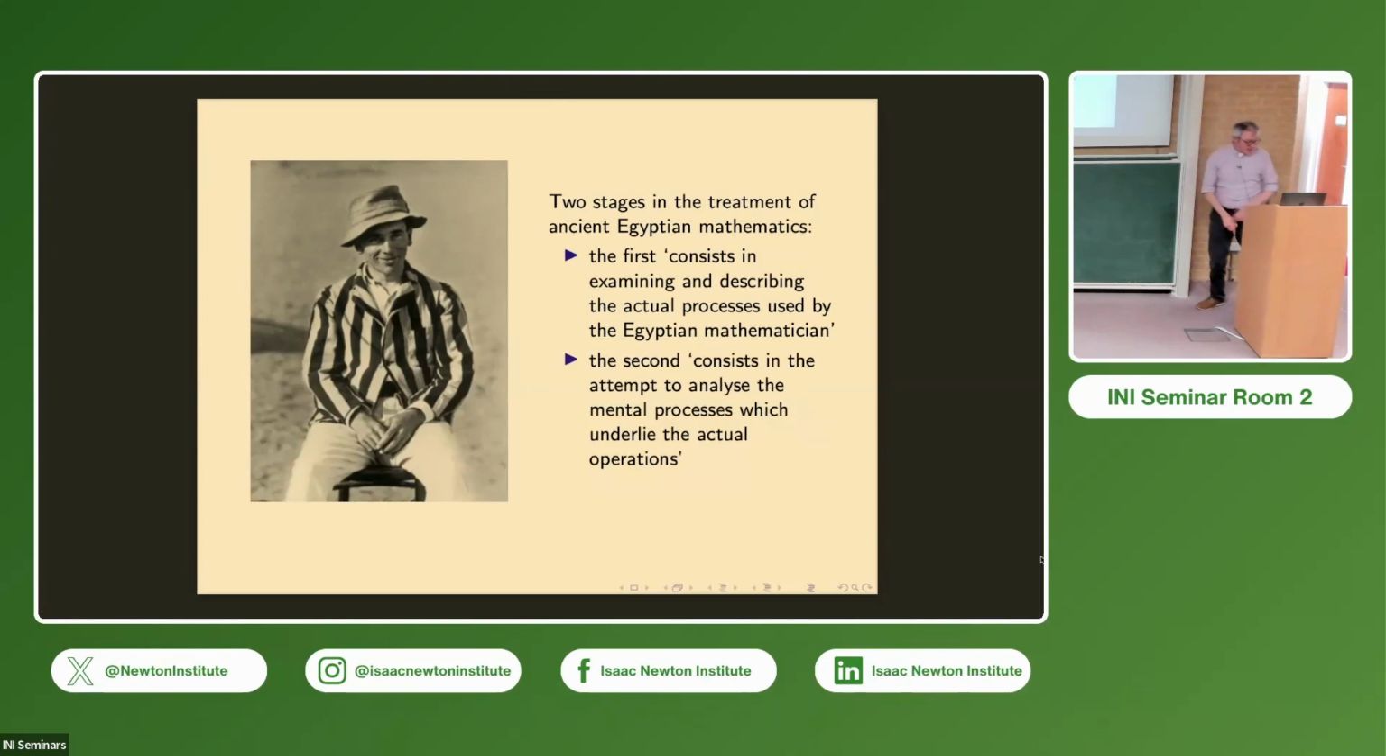And one of the interesting things he does in that talk is he divides the study of ancient Egyptian mathematics into two phases. So he says the first stage consists in examining and describing the actual processes used by the Egyptian mathematician. So this phase is where Eisenlohr belongs, so actually unpicking the mathematics. In the second phase, we attempt to analyze the mental processes which underlie the actual operations. And so to this phase, both Peet and Neugebauer belong, and yet they're approaching it in very different ways, but somehow they still both belong to this phase.